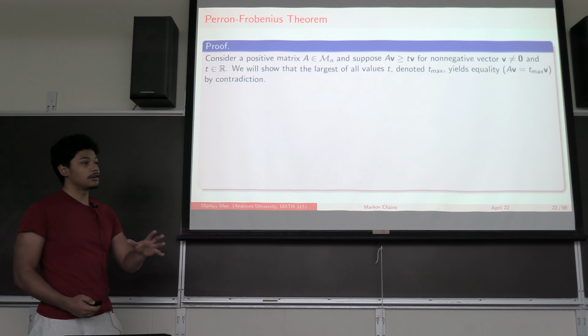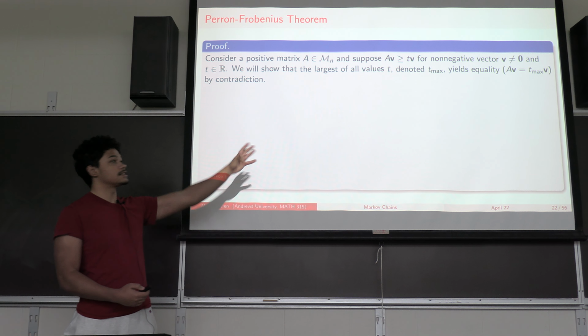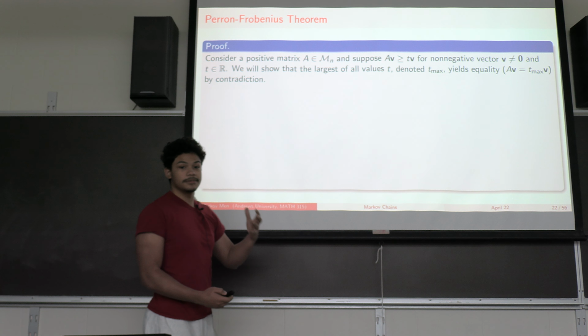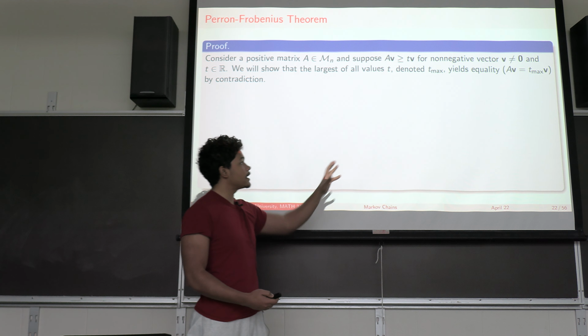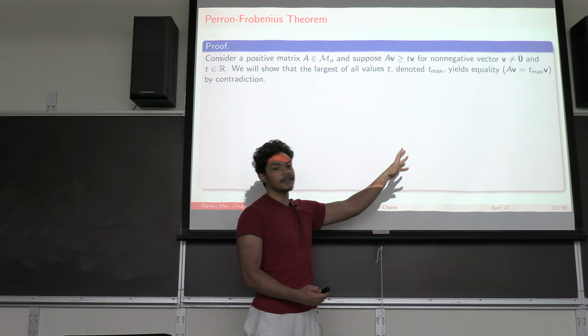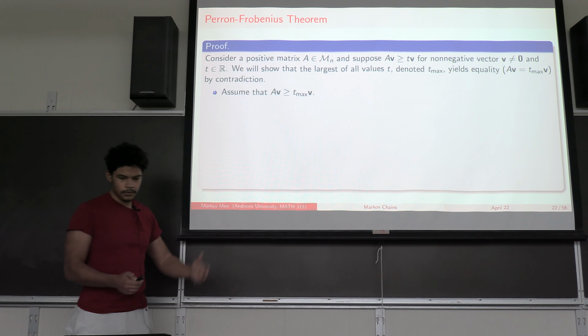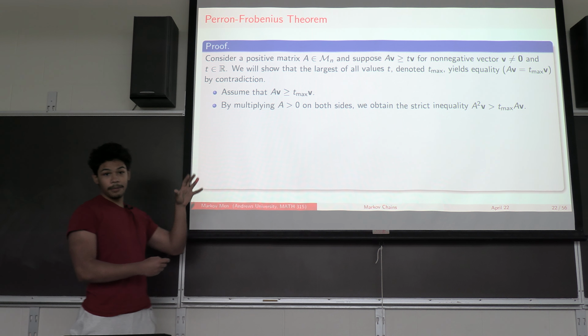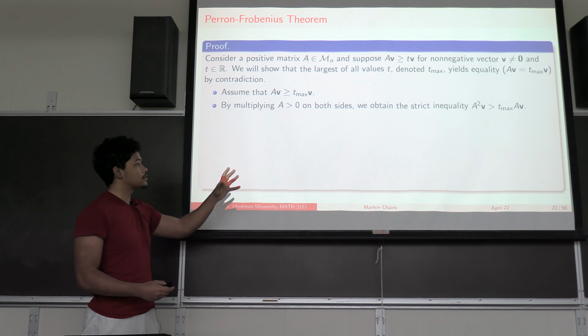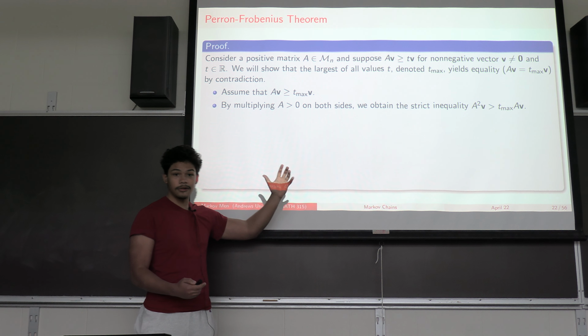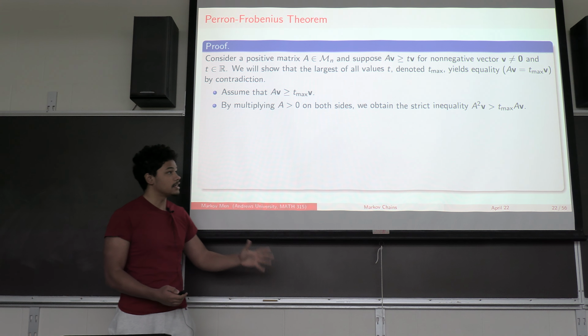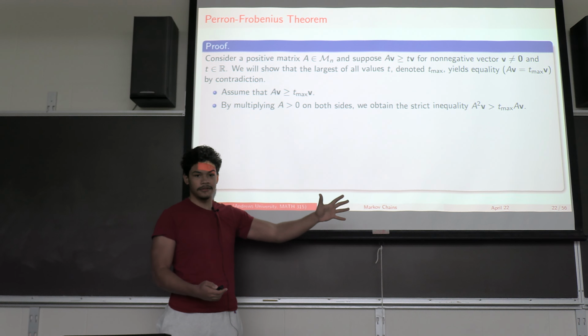Now, we're going to show that the largest of the values of t that satisfy this inequality actually obtain equality. That is, at t max, we get that A times vector v is equal to t max times vector v. So we're going to assume it doesn't. We're going to assume that we don't obtain equality, that it's still less than or equal to Av. We're going to multiply by a strictly positive matrix on both sides, and so it actually gives us the strict inequality that A squared times v is strictly greater than t max times Av.